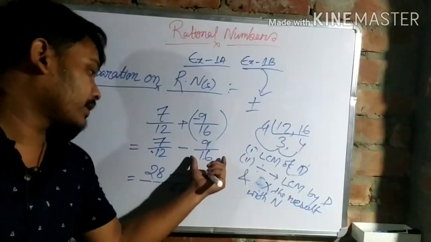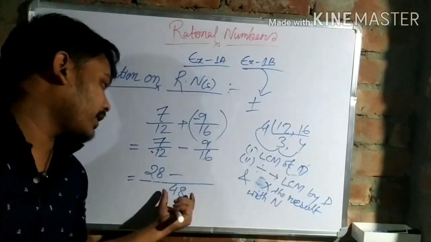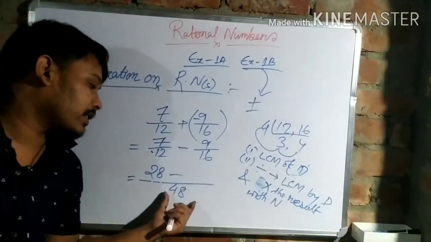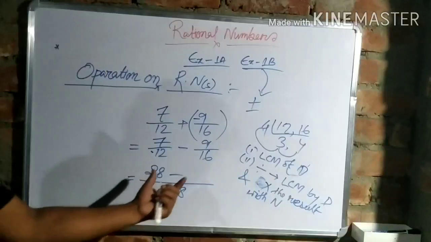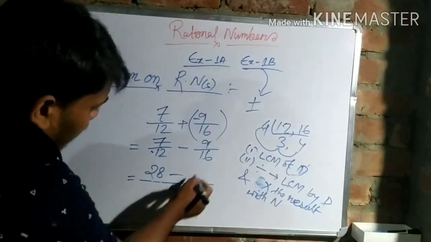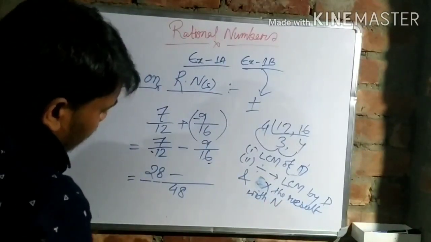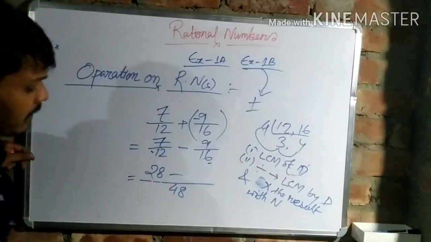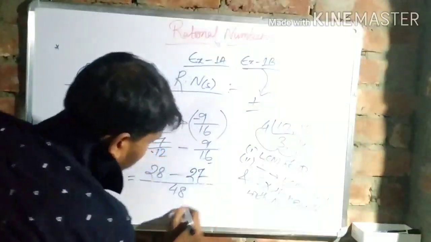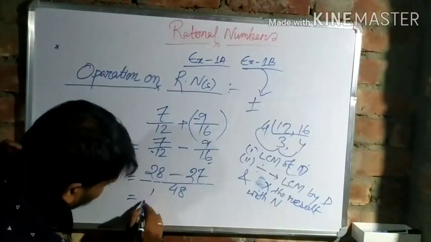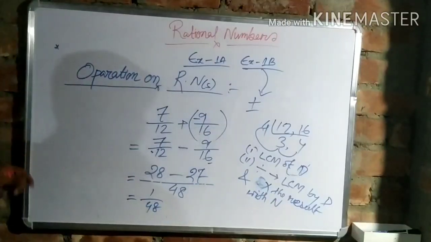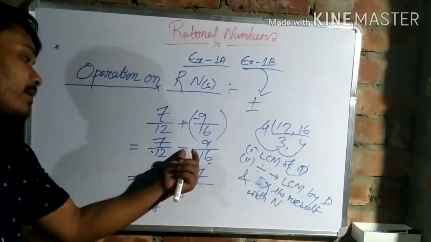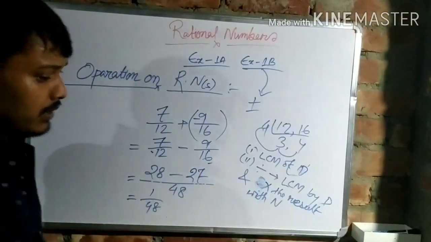Similarly for this rational number, first we divide 48 by this denominator. 48 divided by 16 equals 3. So the result is 3, and it is multiplied with the numerator 9. 9 times 3 is 27. So what is the result? 1 by 48. If the symbol is plus, then in place of minus we write plus. So it is very easy.